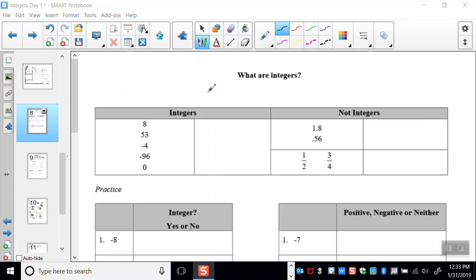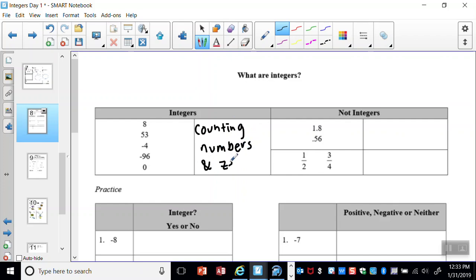In this video, we are gonna go over integers. What are integers? So if you look at this table, you have integers on the left and you have not integers on the right column. So what are the integers? Integers are counting numbers, and 0. It can be positive numbers, it can be negative numbers, or it can be a 0.